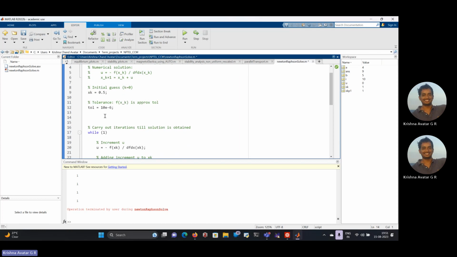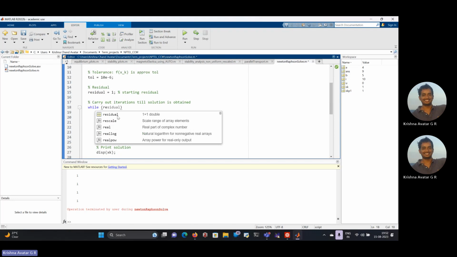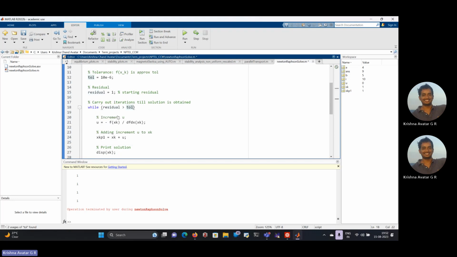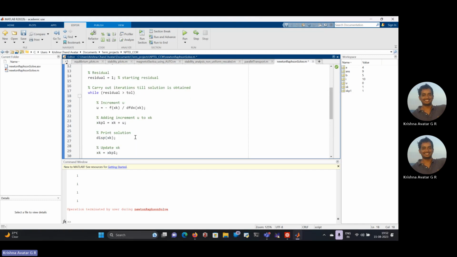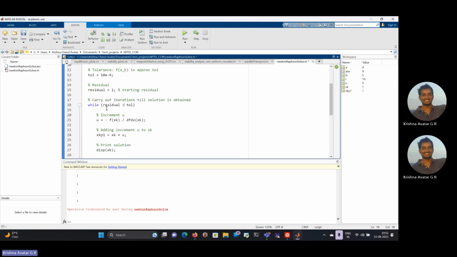And then I just want residual. Residual is nothing but that same value. I'll just call residual equal to some 1 for now. It's just the starting residual, just so that our loop starts. So what I'll do is I'll say while residual is greater than tol. If the residual is greater than tolerance, this loop will go on and on. However, once it falls below the tolerance, it will stop.